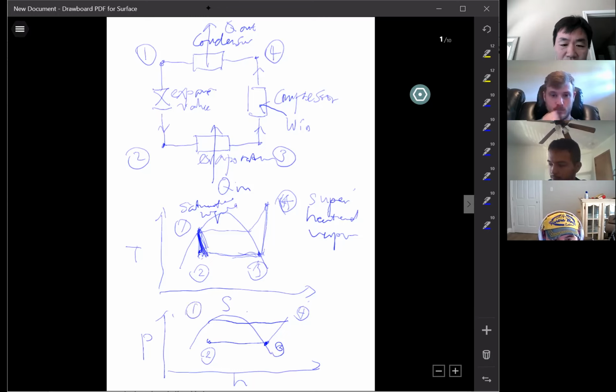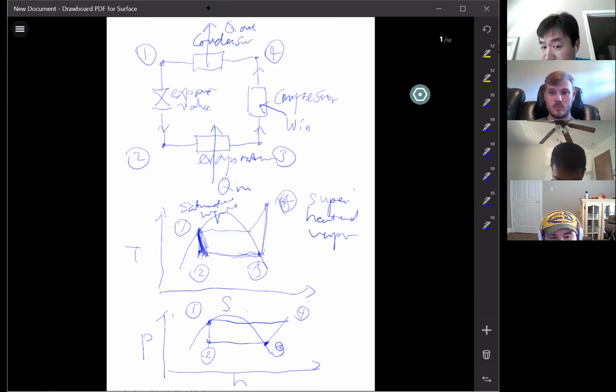Okay. So what about 1 to 4? The pressure decreases, right? Obviously, you have to connect them. How about the entropy? That's a critical question here. The enthalpy stays the same. It's expansion, it just expanded. The enthalpy won't change.